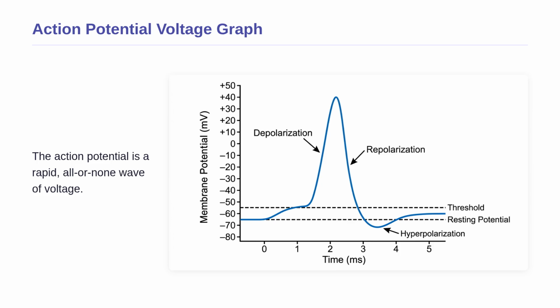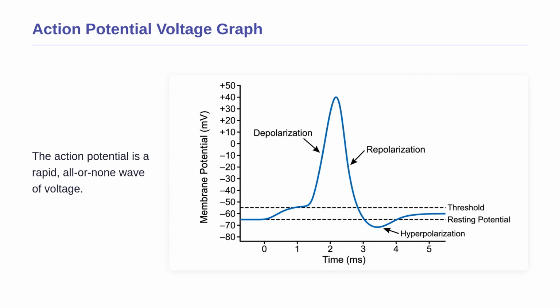Now that we have calculated the forces involved, let us look at the classic action potential voltage graph. On the screen, you see a graph with time on the horizontal axis and membrane potential on the vertical axis. Follow the blue line starting at the resting potential of minus 65 millivolts. Notice the dashed line at minus 55 millivolts. This is the critical threshold.